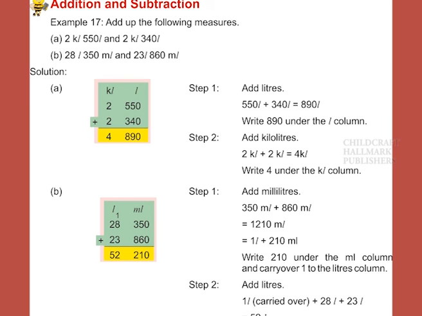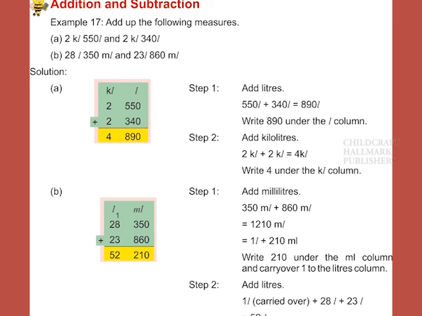Addition and subtraction. Example 17. Add up the following measures: 2 kiloliters 550 liters and 2 kiloliters 340 liters, 28 liters 350 milliliters and 23 liters 860 milliliters. Solution: Step 1. Add liters. 550 liters plus 340 liters is equal to 890 liters. Write 890 under the liter column. Step 2. Add kiloliters. 2 kiloliters plus 2 kiloliters is equal to 4 kiloliters. Write 4 under the kiloliter column.